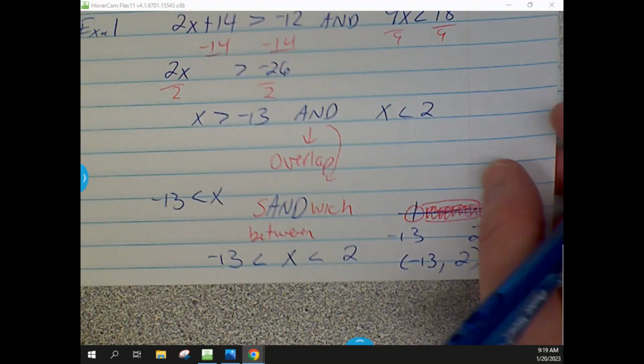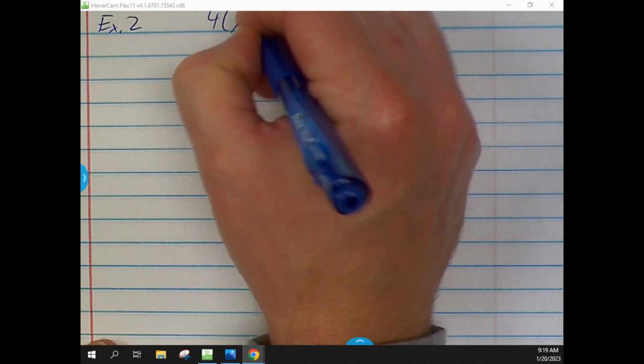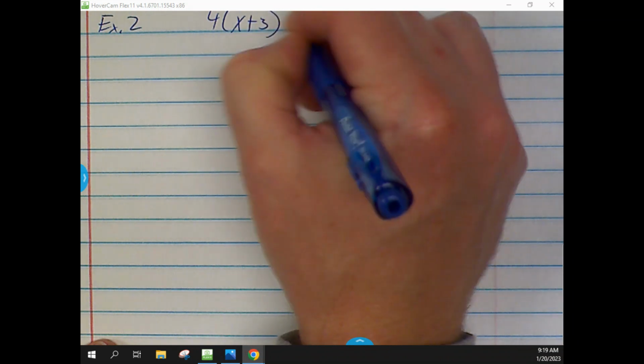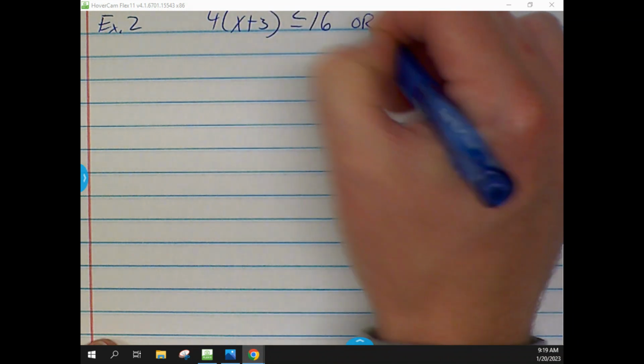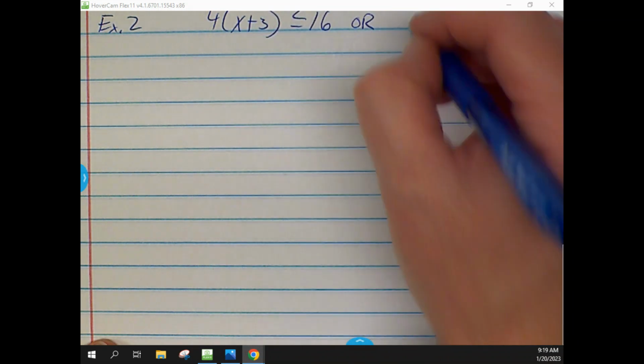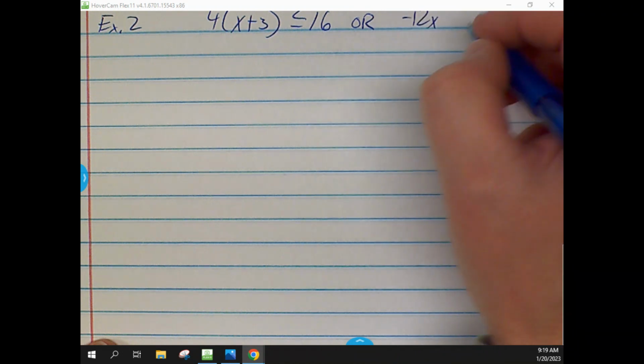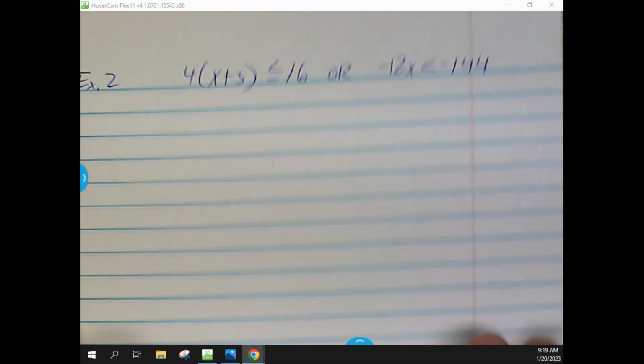Okay. The or statements. Let's do 4 times x plus 3 less than or equal to 16, or negative 12x is less than negative 144. Sorry, can you see that?